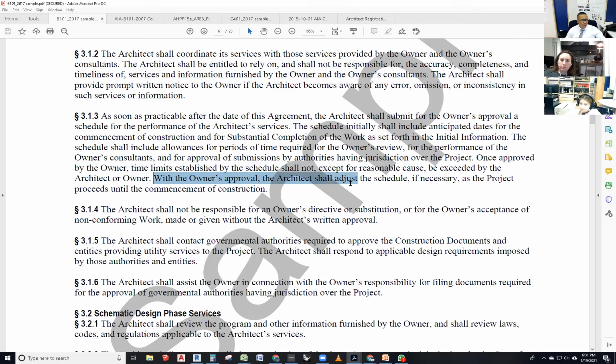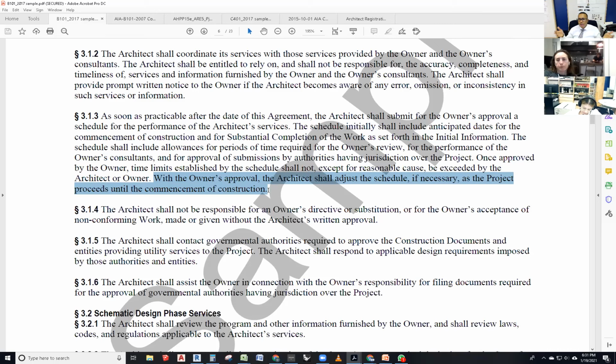With the owner's approval, the architect shall adjust the schedule if necessary as the project proceeds until the commencement of construction. So on your drawings you could be like, oh, you know what? I'm going to take 2 weeks doing the schematic design. Okay, I guess it takes 1 week instead of 2. I'm going to adjust it accordingly. So you can make some of those adjustments, but it says with the owner's approval.